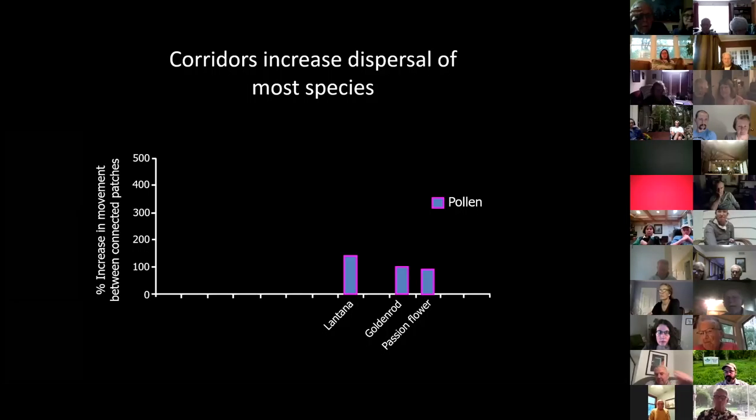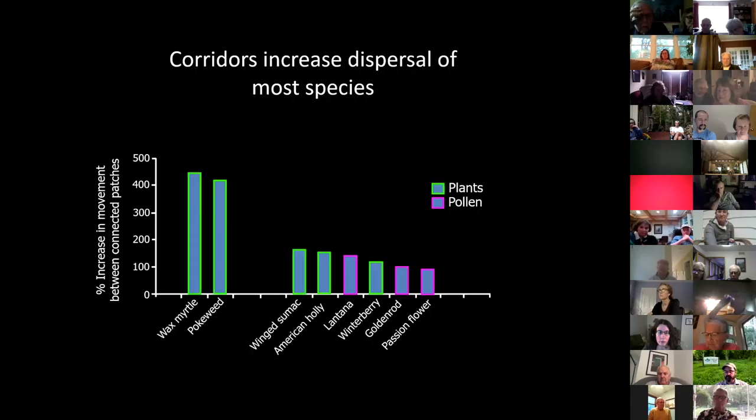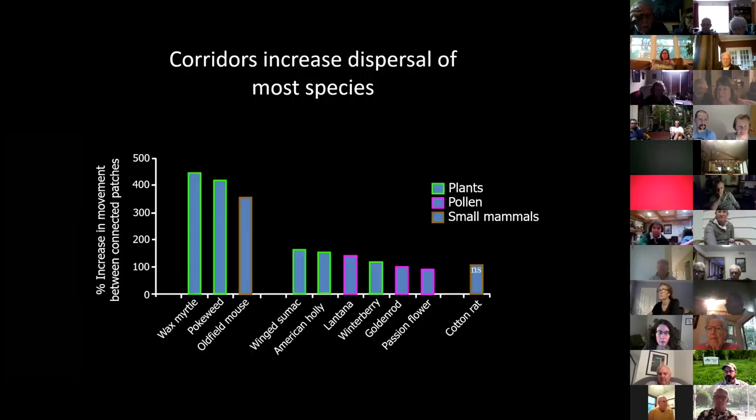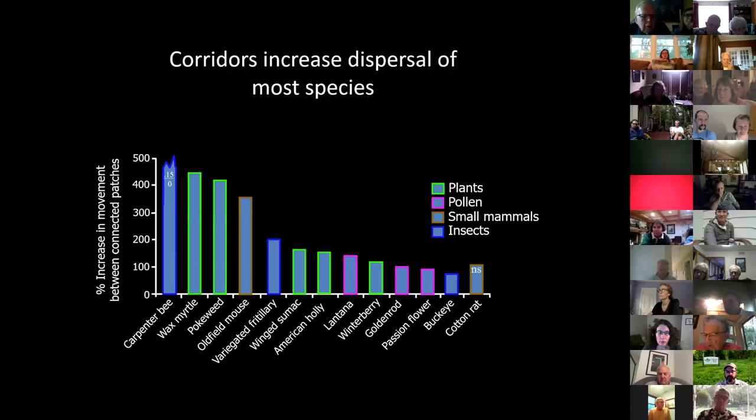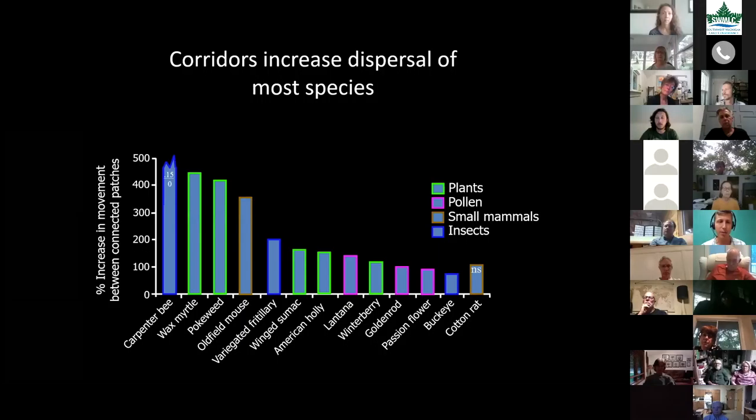And what we can see is for a variety of different taxa, including plants with their pollen, plants with their seeds, small mammals, and a bunch of different insect species, they indeed move more frequently between fragments when we reconnect them with a corridor. So this is what we expect. The magnitude of this effect varies, but in some cases is really, really large. You know, hundreds of percent greater rates of movement between fragments when we connect them with corridors.